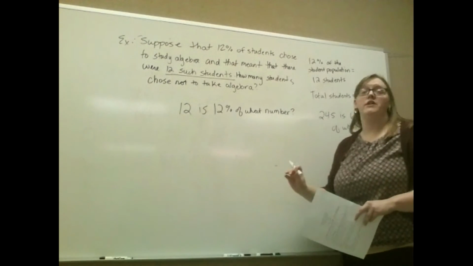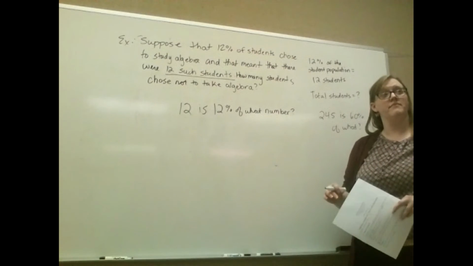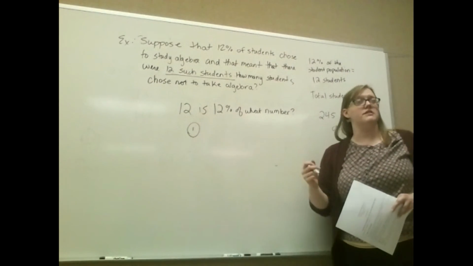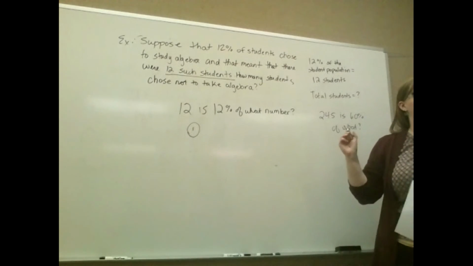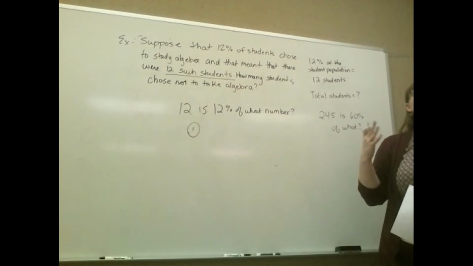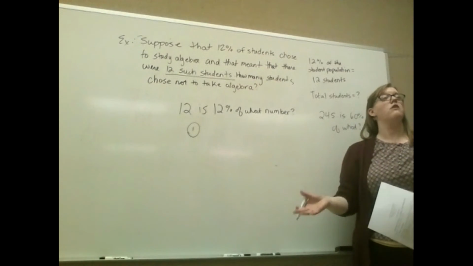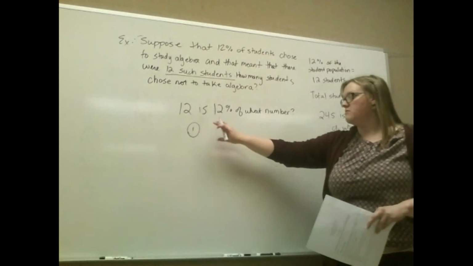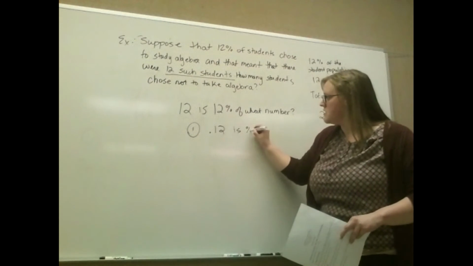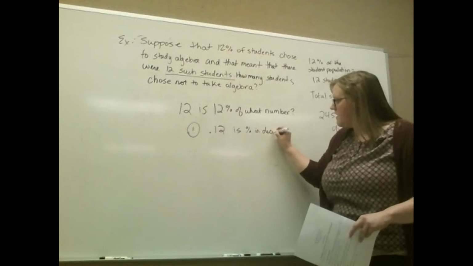All right, so now we're going to solve this just like the other. So the first thing we want to do is convert our percent to decimal, and we are at 0.12. So you can do 12 divided by 100 in your calculator, or you can just move the decimal over 2 places. So 0.12 is our percent in decimal form.